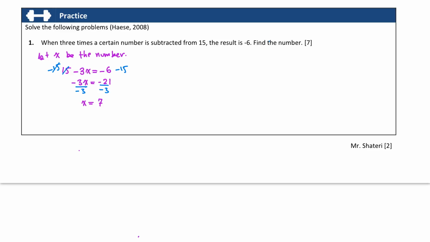To check my answer, I have 15 minus 3 times 7, which is my left-hand side, which is equal to 15 minus 21, which is equal to -6, which is equal to my right-hand side. And therefore, my solution is correct because this is my right-hand side, this is my left-hand side, and I can write that the number is 7.